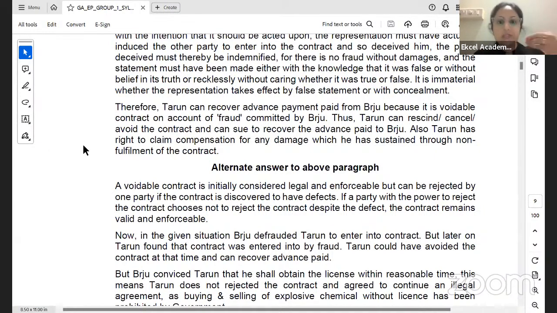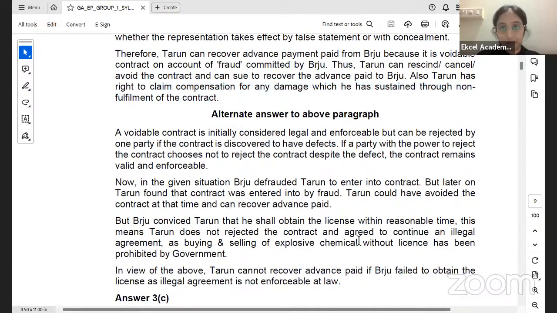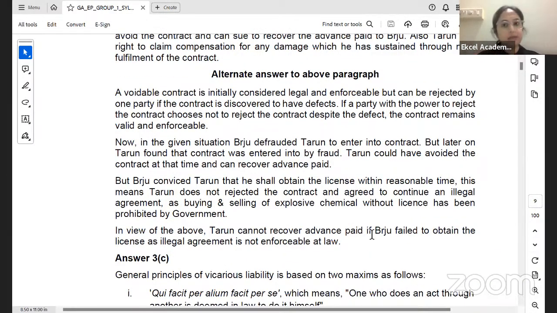So if you consider these ingredients of fraud and apply this situation to the Tarun and Briju case, definitely it can be considered as fraud, and the contract can be avoided, and Tarun definitely can claim the 50,000, whatever deposit money he has given, from Briju. So Tarun can recover the advance payment made by him, because it is voidable on account of fraud committed by Briju. Thus, Tarun can rescind or cancel or avoid the contract, and even sue for damages. Also, Tarun has the right to claim compensation for any damage which he has sustained through non-fulfillment. Because of non-fulfillment of the contract, if he has suffered any loss, that loss can be recovered.